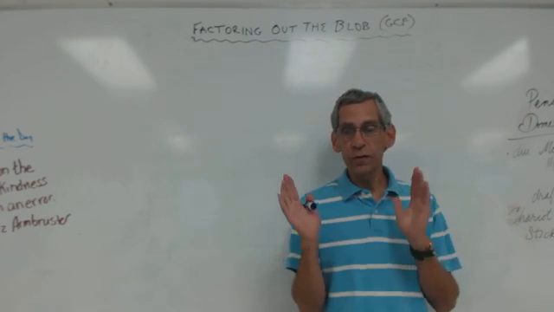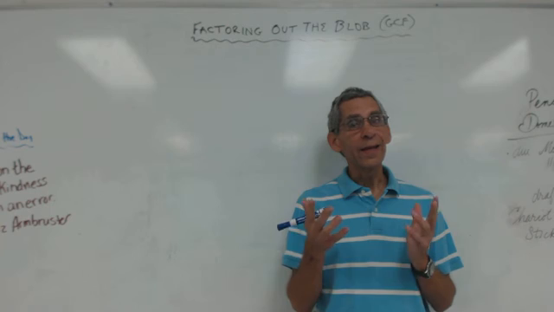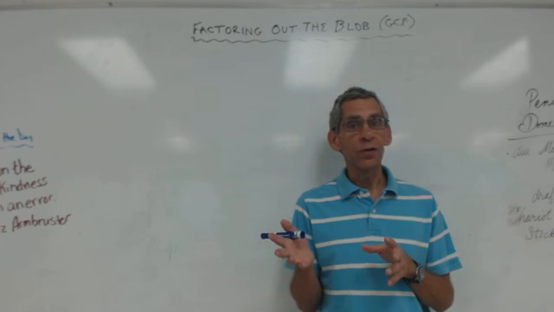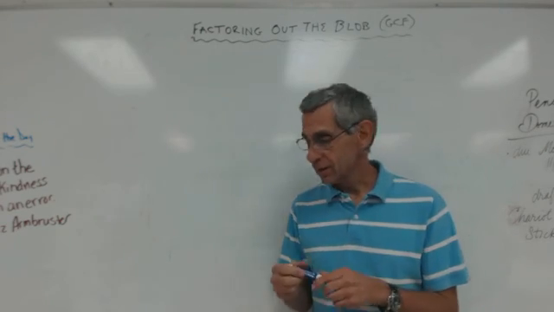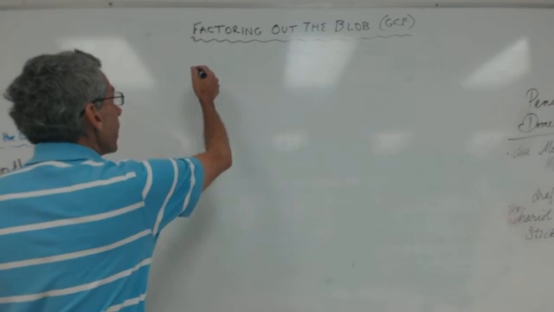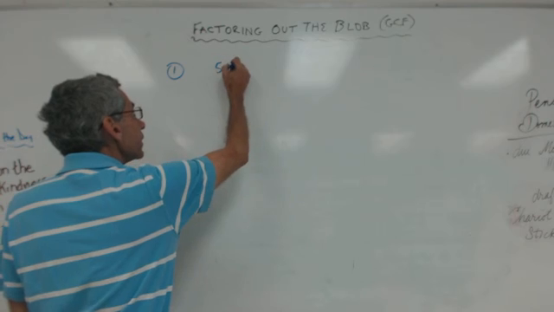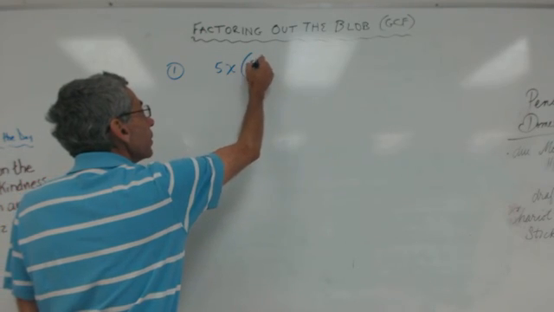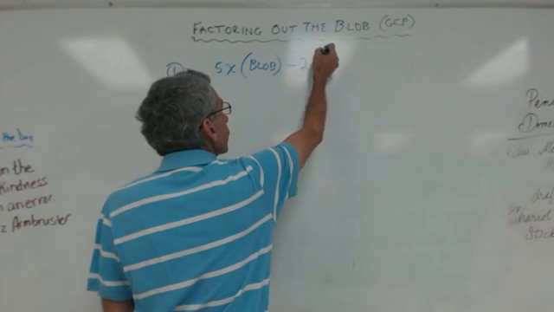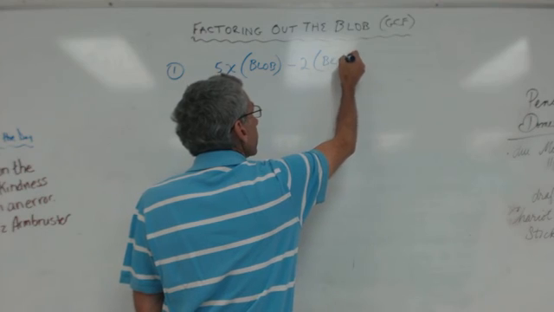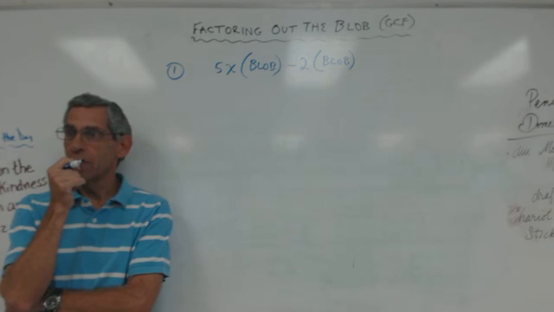At this point now, you know how to factor out the greatest common factor, right? What if the greatest common factor is a blob? What's a blob? I love blobs. Okay, so let's say I had this problem. This will be my first problem. How about 5x parenthesis blob minus 2 parenthesis blob? Okay? So that's our first problem.